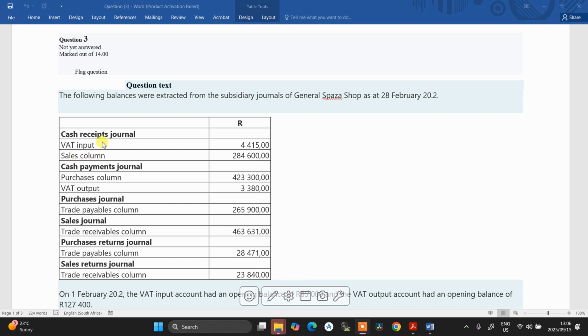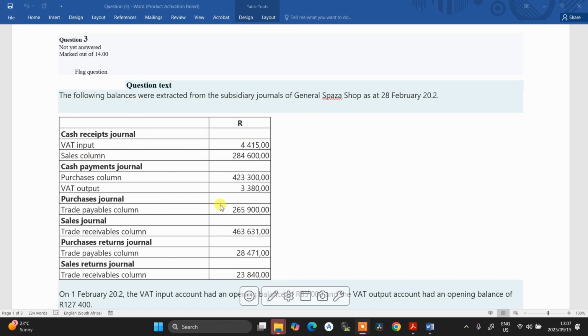Okay, and here they give you the cash receipts journal. In the cash receipts journal, we had a total for VAT input, and we also had a total for our sales columns. This is important here.